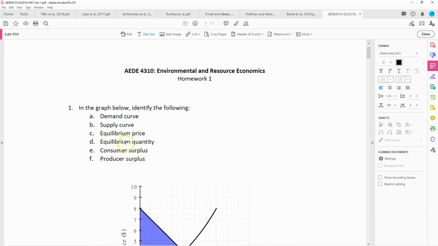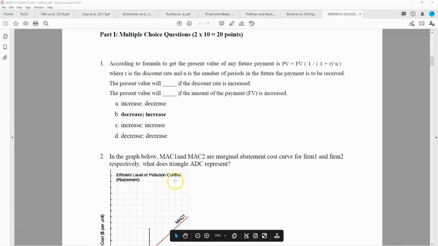Then I will go to exam 1. And I will go through all questions in exam 1. And the first question, according to the formula to get the present value of any future payment, that is talking about this formula, and R is the discount rate, N is the number of periods in the future, and the present value would decrease or increase if the discount rate is increased.